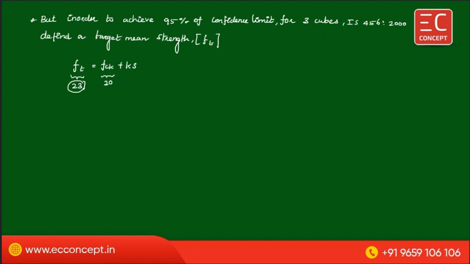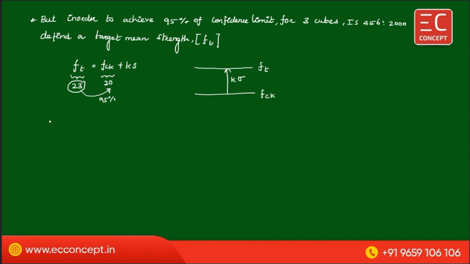Okay, so if you design for 23 Newton per millimeter square, then we will get only at least 95% confidence limit of our characteristic compressive strength. I am saying this is an example. Suppose you want FCK. In order to get FCK, you have to target somewhat more. Then the target is a function of K into sigma. Now, what is K and what is sigma?